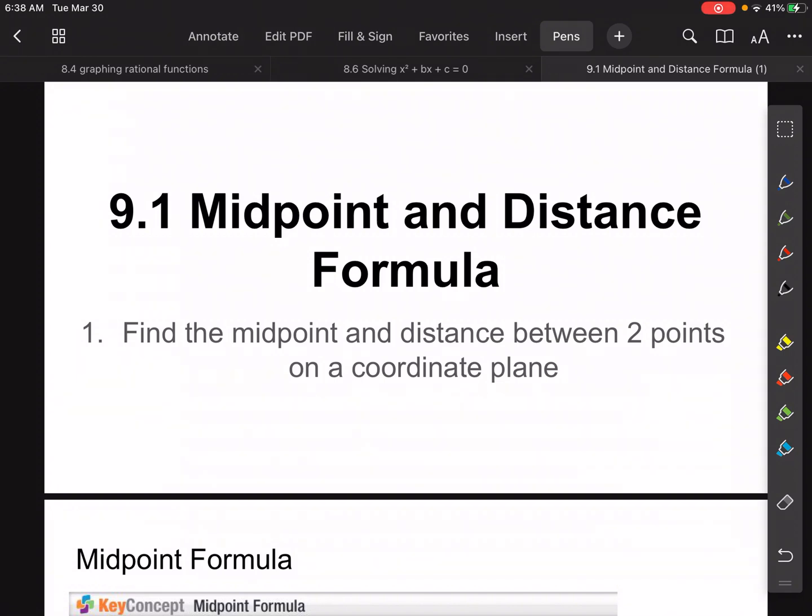All right, guys. Hey, 9.1 midpoint and distance formula. Hey, we've seen this before. We talk about this every year, which means it's a pretty big important deal to be able to find the midpoint between 2 points and the distance between 2 points on a coordinate plane. So that's what we're going to do today. We're going to review this idea, make sure you guys have these formulas down, and then apply them.